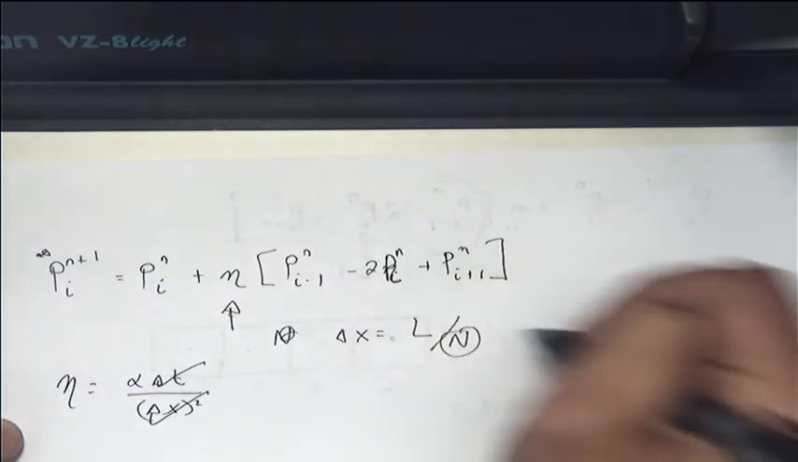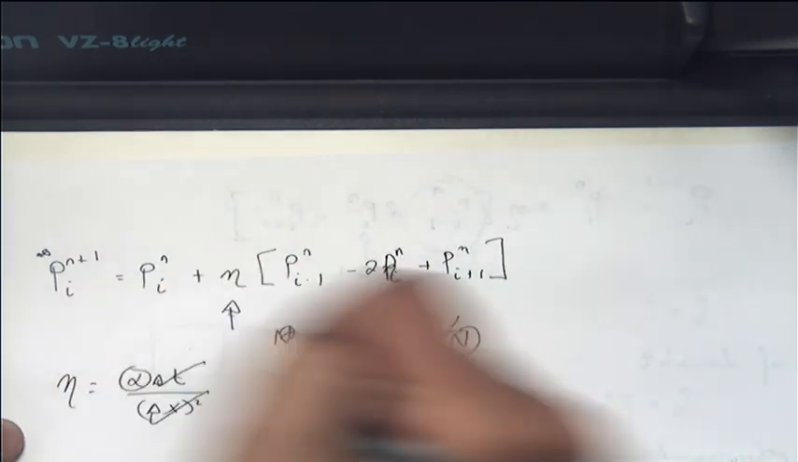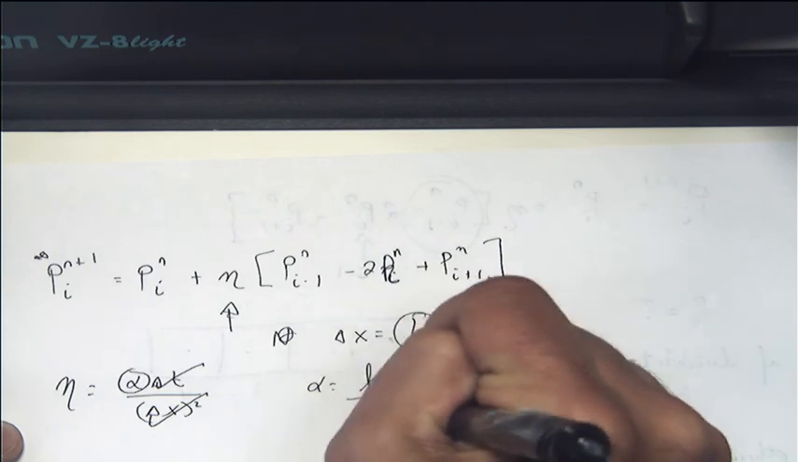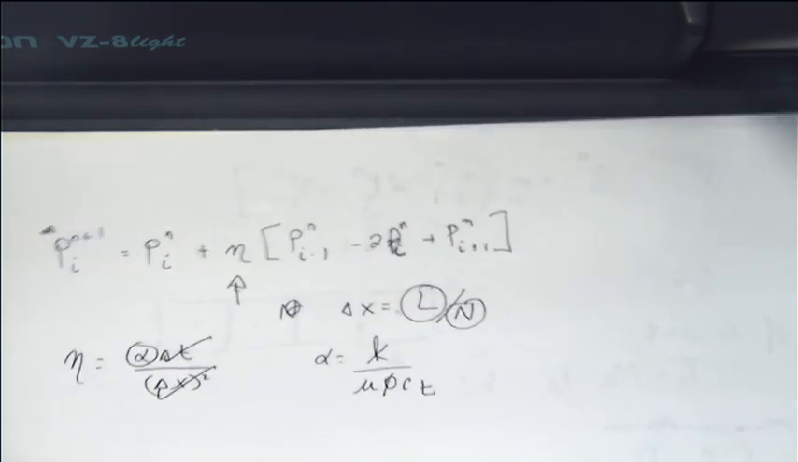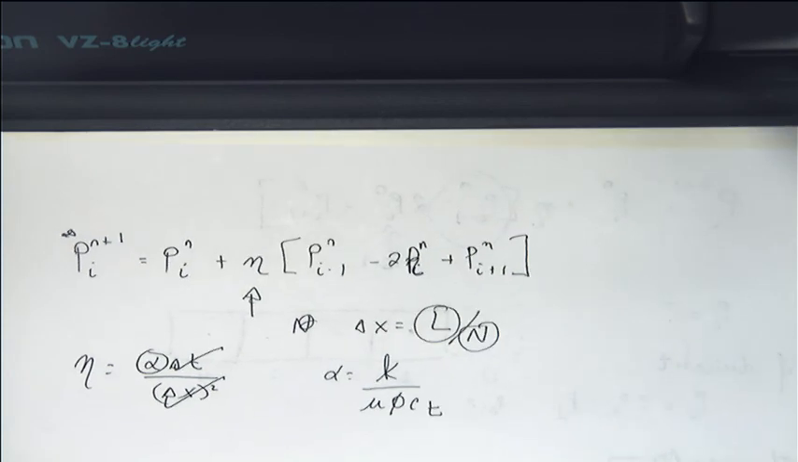So N is the number of grid blocks. I'll need to know L, the length of the reservoir. I'll also need to know alpha. Alpha is equal to K over phi mu c_t. So I need to know the viscosity, the porosity, the compressibility, the permeability, the reservoir length, the number of grid blocks I want to use N, the time step delta t, and then I want to calculate delta x.